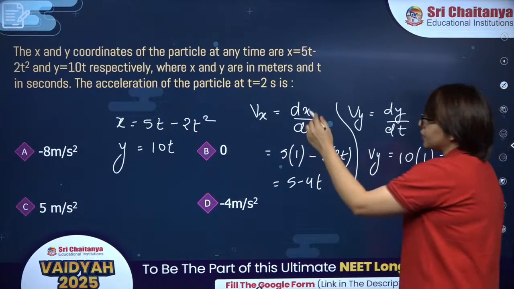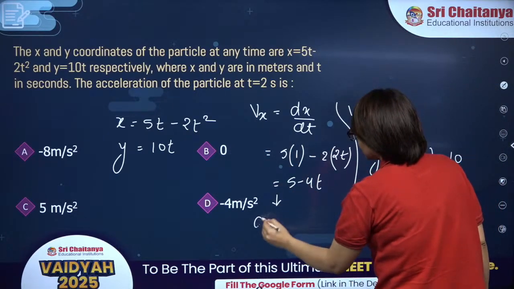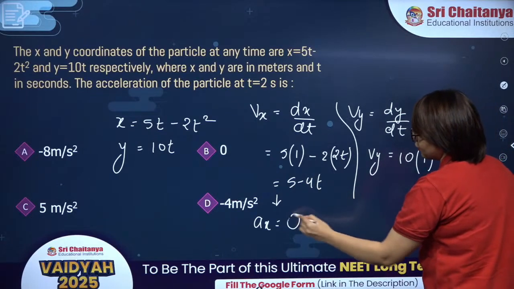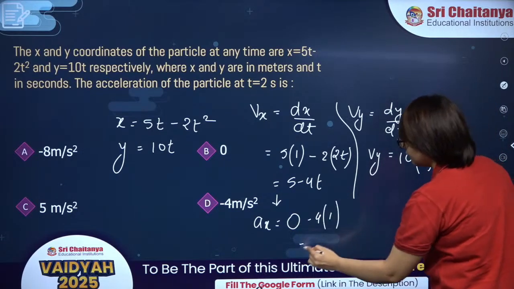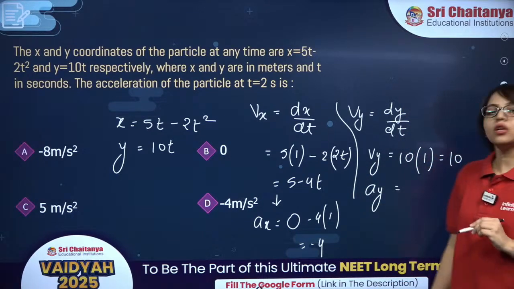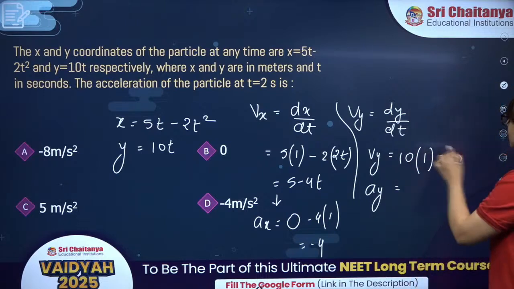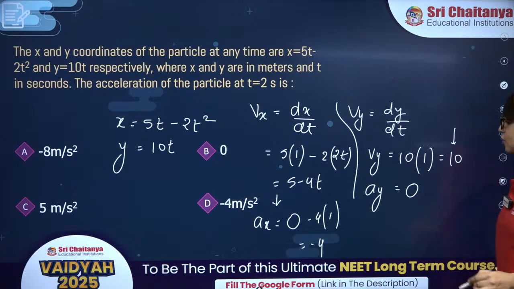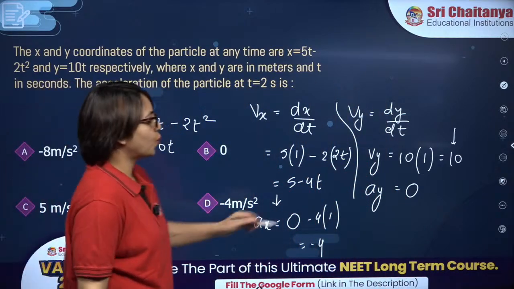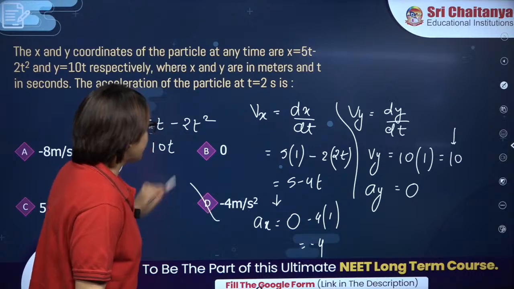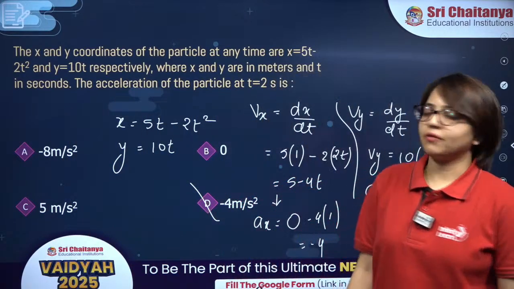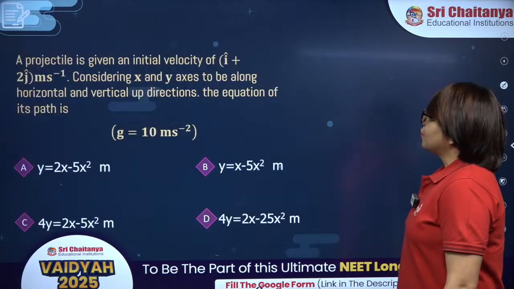Now if you further differentiate vx, you will get ax. So what is vx? 5 minus 4t. So differentiation of 5 is 0, minus 4 times differentiation of t, which is 1, which is minus 4. And differentiation of vy will give you ay, acceleration along y direction. Right, so over here 10 is a constant value, so differentiation of a constant number is 0. So acceleration along x-axis is minus 4, y-axis is 0. So net will be minus 4 meter per second square, which is option D. Well done beta, well done. Good job everyone. Chaliye. Let's move on to the next one.